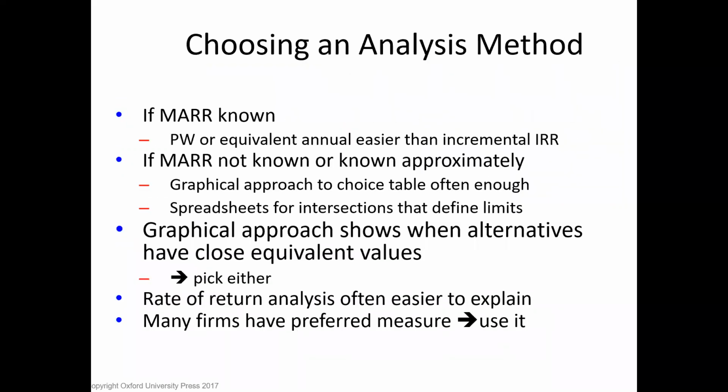Okay, so choosing the optimal alternative method: if MARR is known, then we take present worth or equivalent annual worth. That's much easier to do than the IRR method. If MARR is not known, or not known precisely, then the graphical approach to creating the choice table might suffice. I always like using spreadsheets to be very sure. Graphs are a little tedious for me personally.